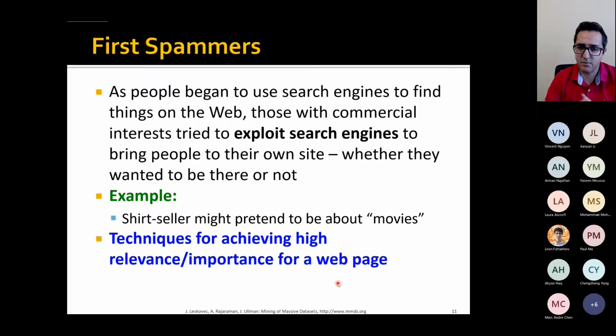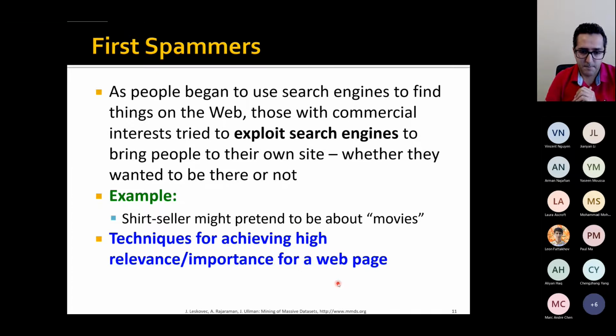So the first version of the spammers tried to basically trick this technique. How could they exploit search engines? Well, everything was basically based on term frequency, how many times a word appears on a page. So can we mess with this? For example, a shirt seller might pretend to be about movies, because movies is a more popular term than shirt. If a shirt seller website somehow pretends to be about movies, its ranking goes up.